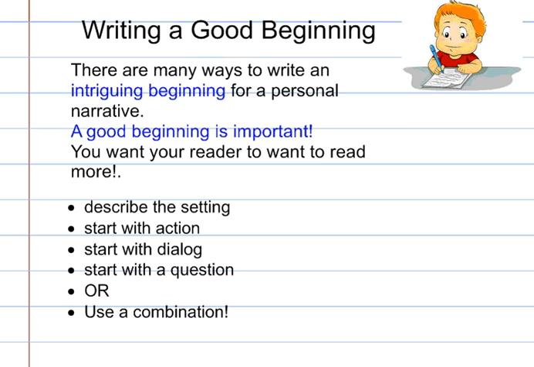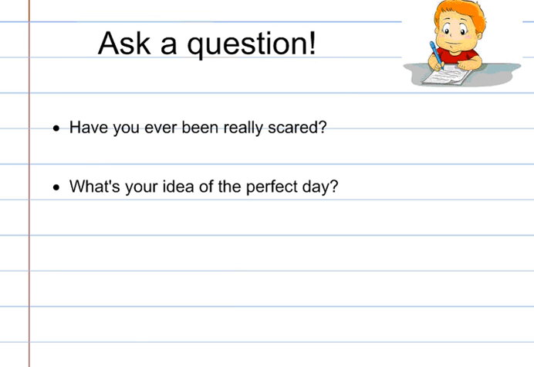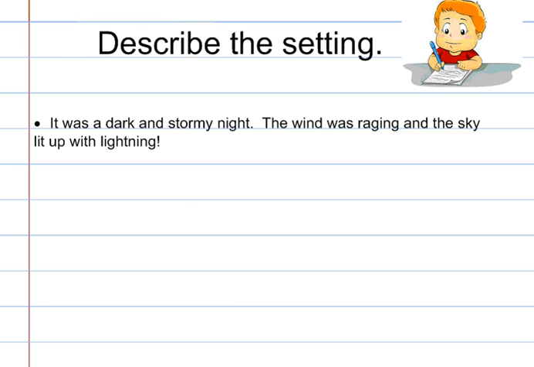Here are some examples. If you started with a question, here's an example: Have you ever been really scared? What's your idea of the perfect day? So those would be examples to start a story with a question. You can start by describing the setting for your personal narrative. It was a dark and stormy night. The wind was raging and the sky lit up with lightning.